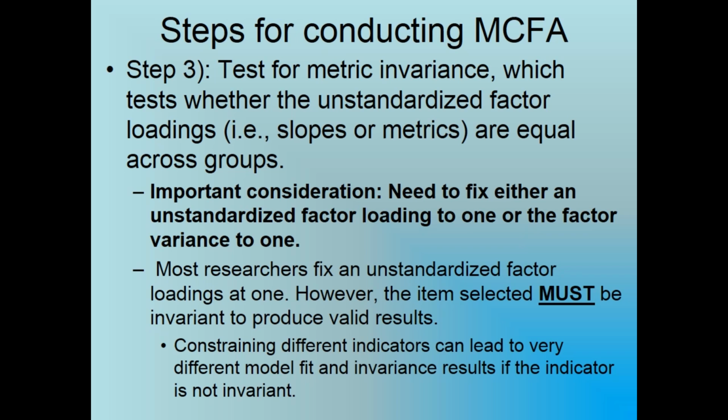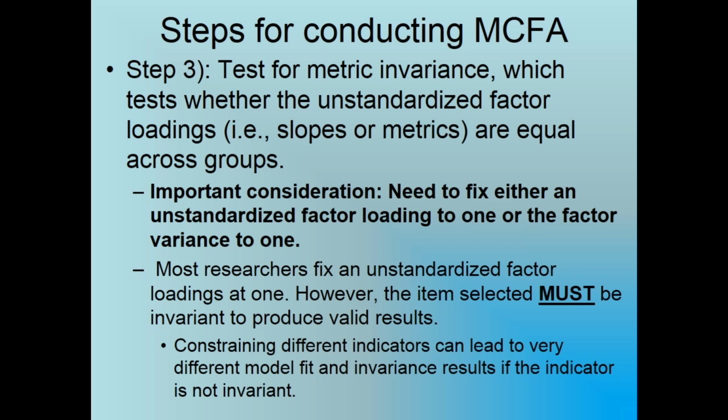If I feel less confident there, what I'll tend to do is estimate the model separately for both males and females, look at my unstandardized factor loadings, and pick the unstandardized factor loading that is the most equal across the 2 groups and fix that at 1. In other words, if my factor loadings are relatively equal for males and females on item 3, I might fix that one at 1 for both groups and test the other factor loadings for invariance across the groups.